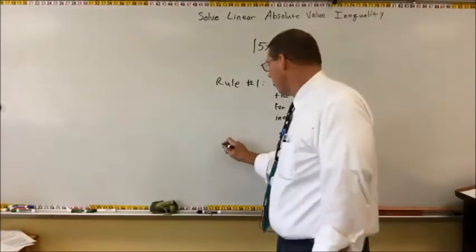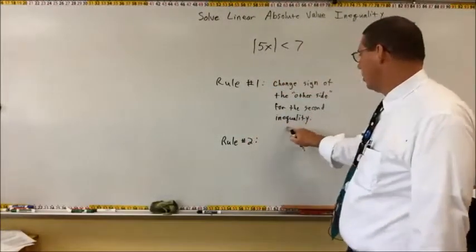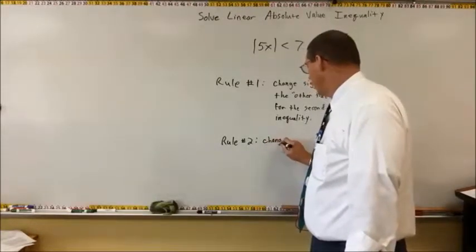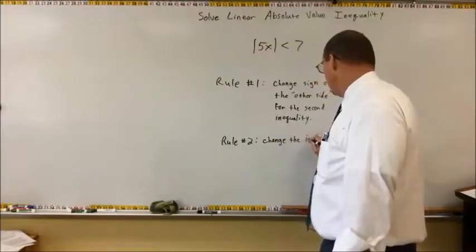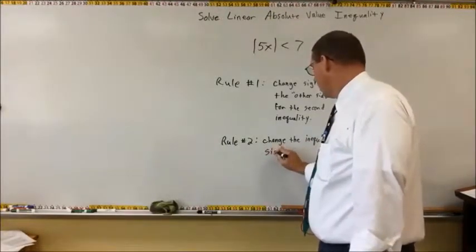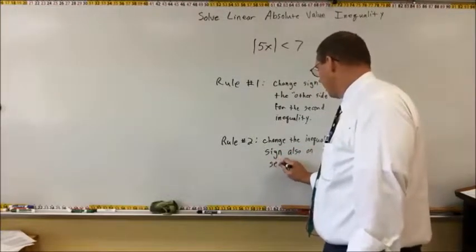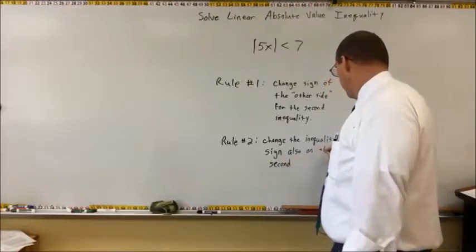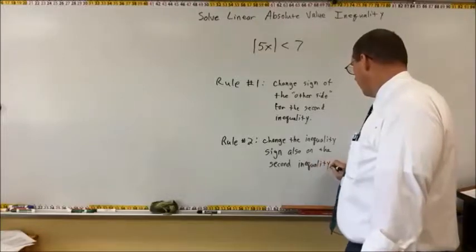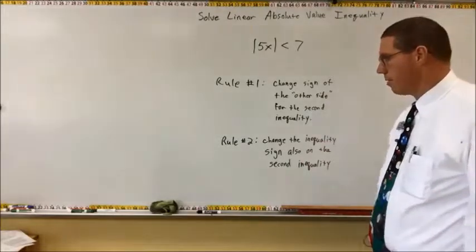The other rule is this, however. Rule number 2 is that when you set up the second inequality, you have to change the inequality sign also on the second inequality. There we go. So those are your two rules if you want to write them down, if you want to pause it, whatever you want to do, okay? But I'm going to erase it now.